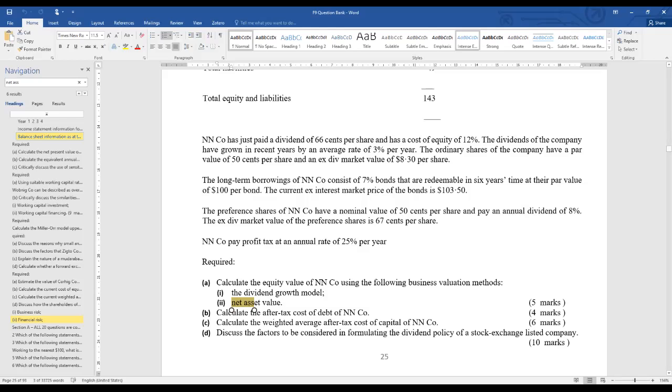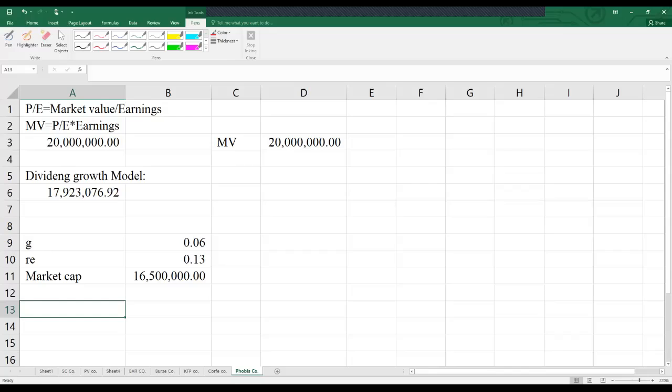Okay, let's present through Excel. This is NN Company. The company has just paid a dividend of 66 cents per share, cost of equity 12%, growth in dividend 3%. The par value is 50 cents, and the market value is 8.3. So the company value, therefore, is the use of the dividend growth model.